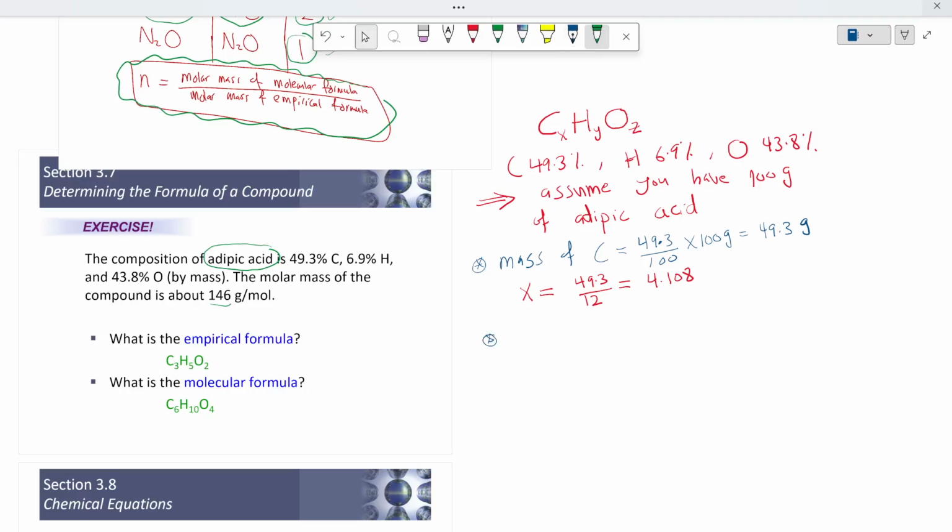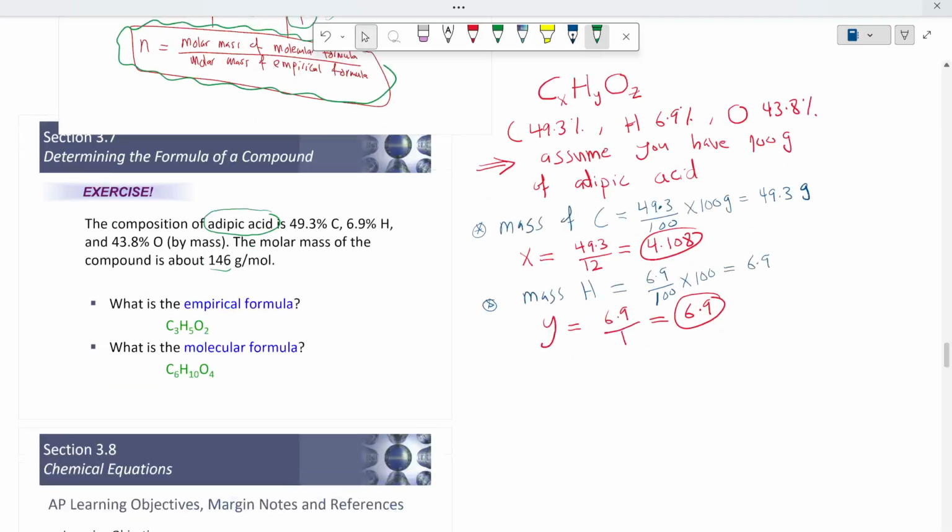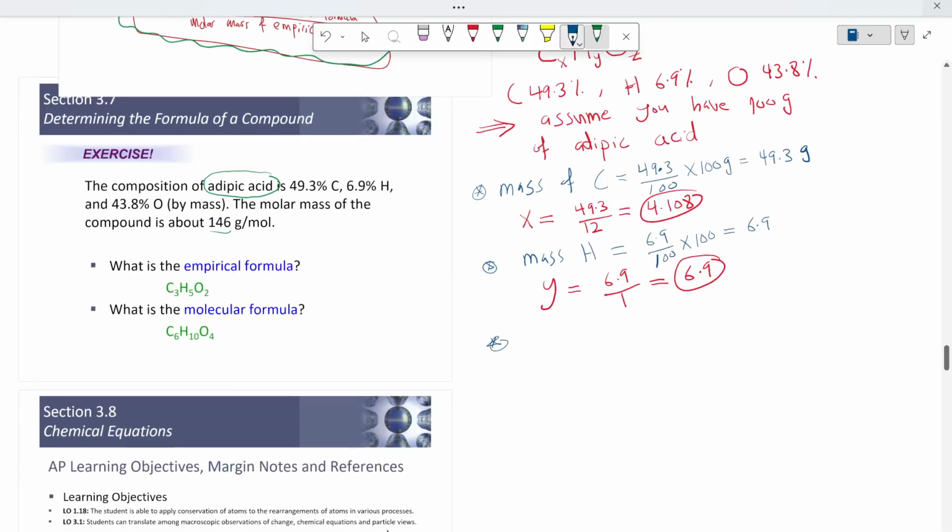Apply the same method to determine the value of Y. Y is the moles of hydrogen. Let's determine the mass of hydrogen first. Mass of hydrogen is the percentage of hydrogen, 6.9 over 100 times 100, so it's 6.9, which means Y is moles of hydrogen, 6.9 over molar mass of hydrogen 1, so it's 6.9. Here is X, here is Y. The last one is Z, which is moles of oxygen.